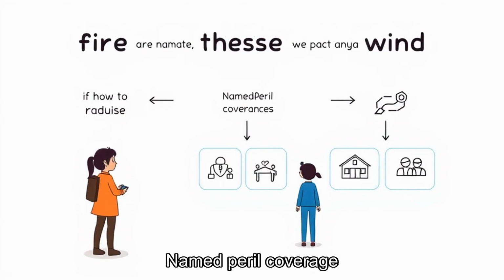Named peril coverage is list-based. For example, if fire, theft, and wind are named, those causes may be covered under the policy terms. The reason is that anything not listed may be outside coverage. That can mean the list becomes the starting point for claim review.